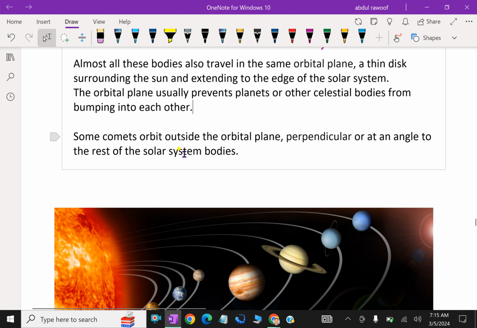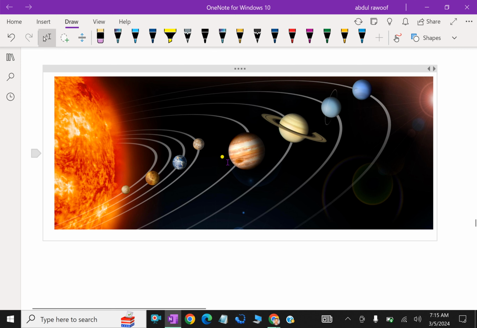Some comets orbit outside the orbital plane, perpendicular or at an angle to the rest of the solar system. This is our solar system.